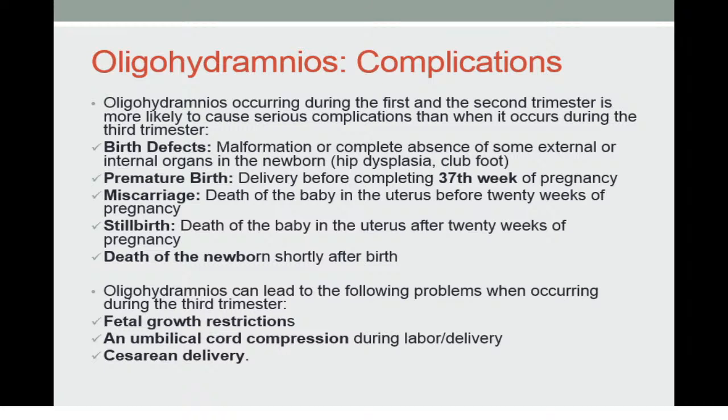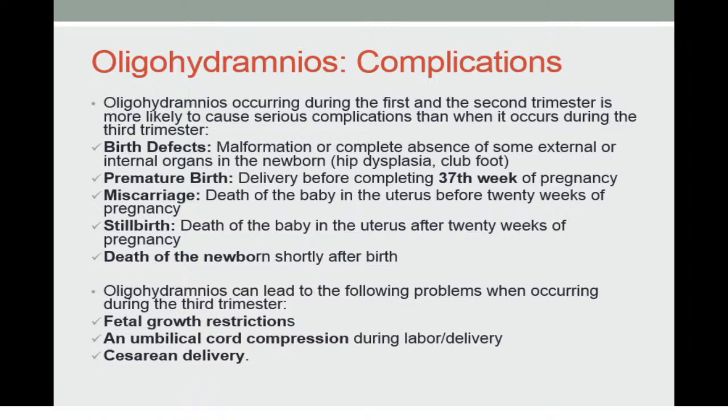Birth defects, malformation or complete absence of some external or internal organs in the newborn, hip dysplasia, clubfoot, premature birth, delivery before completing the 37th week of pregnancy, miscarriage, death of the baby in the uterus before 20 weeks of pregnancy. It is a rather frequent situation, by the way. Stillbirth, death of the baby in the uterus after 20 weeks of pregnancy. It is also possible. And death of a newborn shortly after birth. Thus, it is very risky for a baby at any gestational age.